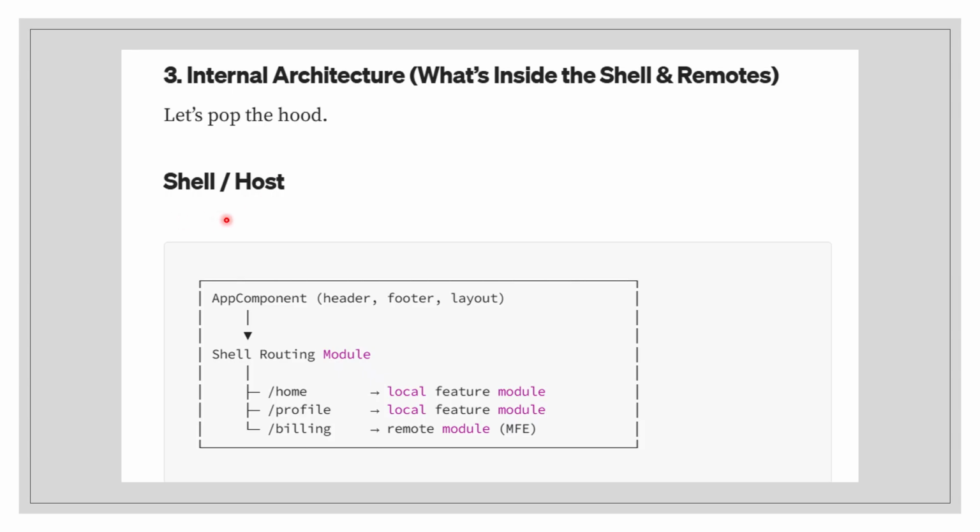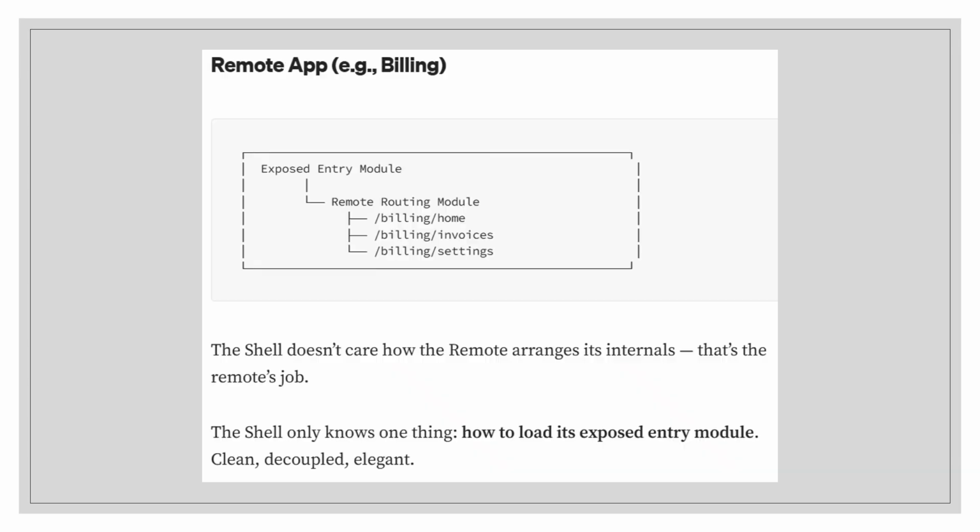First, we'll go and meet the shell, our host. The shell, like any other Angular application, will have its own app component, which will have the header, footer, layout, and everything. The routing module of the shell will be like this. There can be local feature modules, multiple ones, as well as a remote module, the MFE, that can be loaded dynamically at runtime.